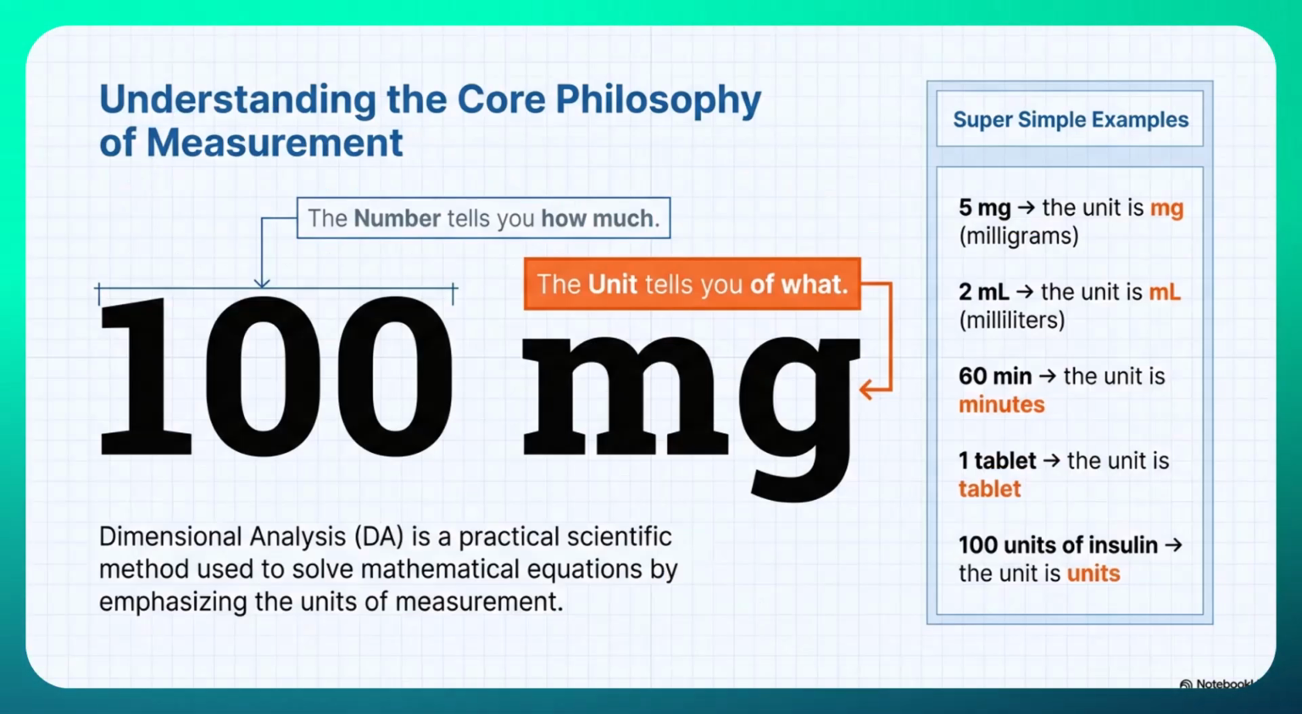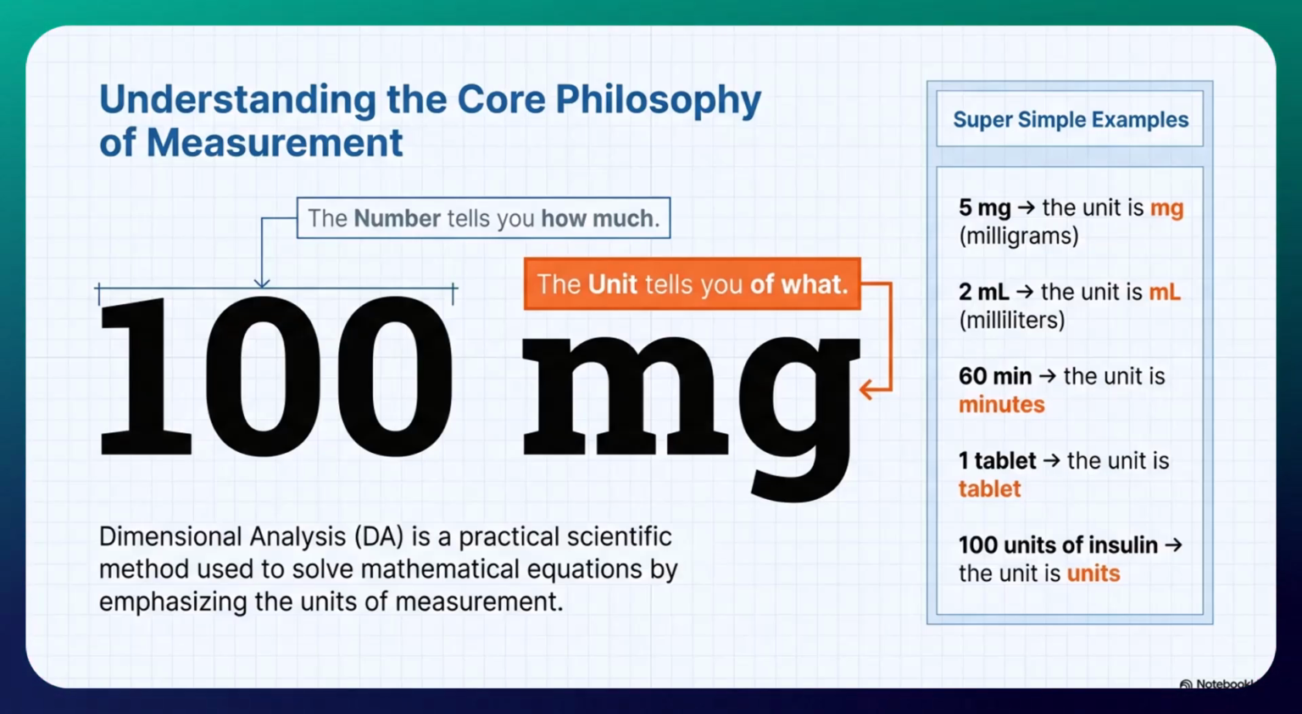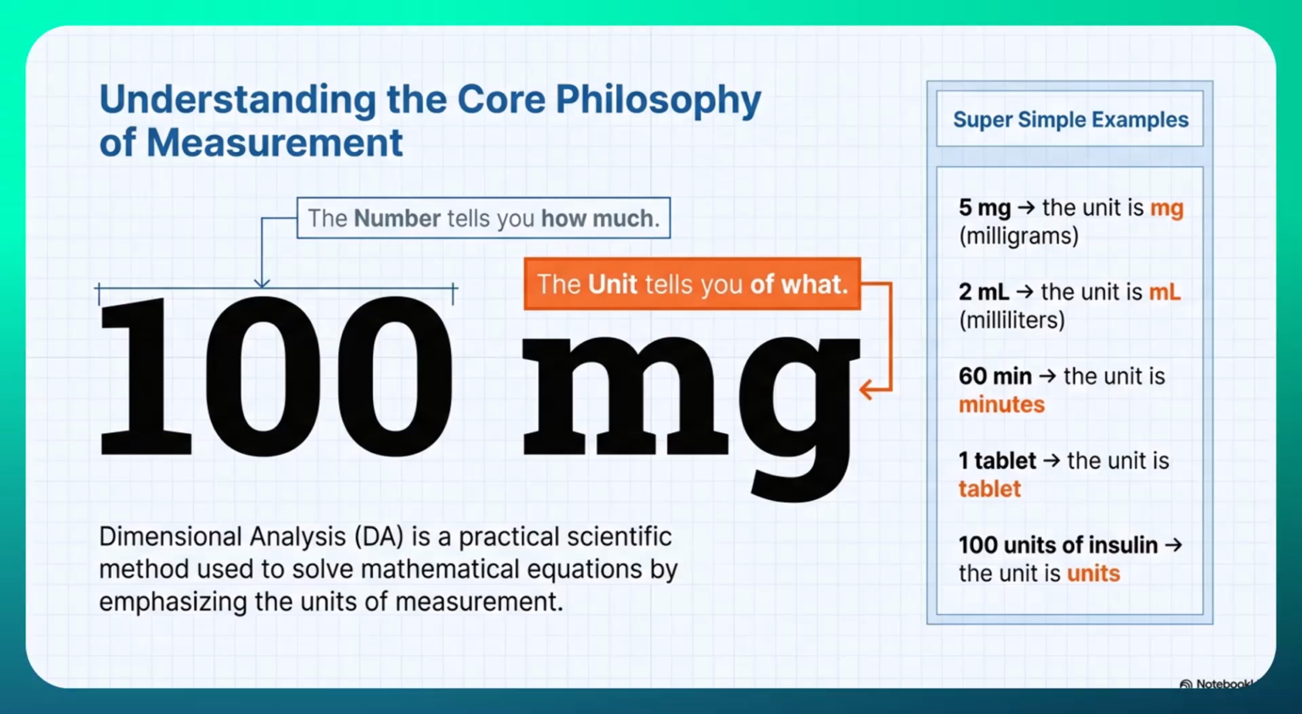Okay, so the first part is pretty basic. I just want you to focus. You always have, or almost always have, a number, which tells you how much, connected to a unit, which tells you of what. What is it that we're measuring with that number? And again, dimensional analysis is a practical scientific method used to solve mathematical equations by emphasizing the units of measure. This whole pattern game is all about those units of measure.